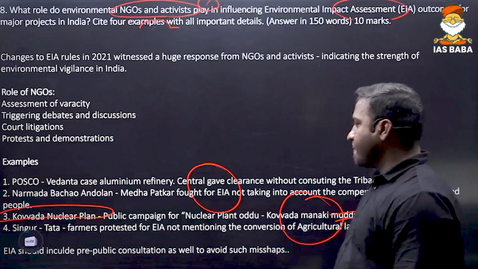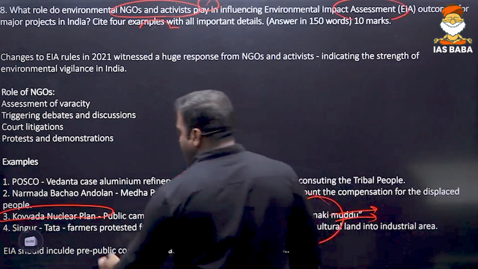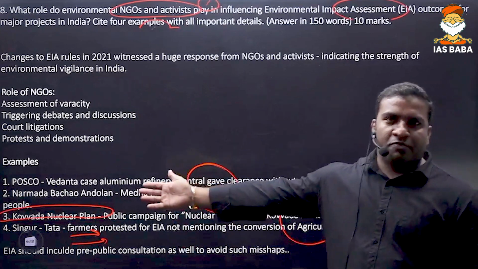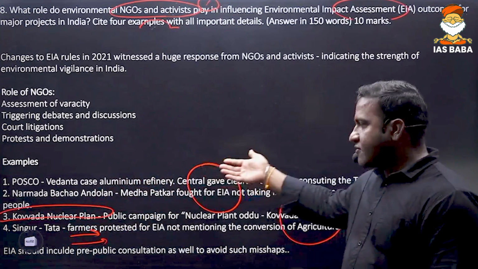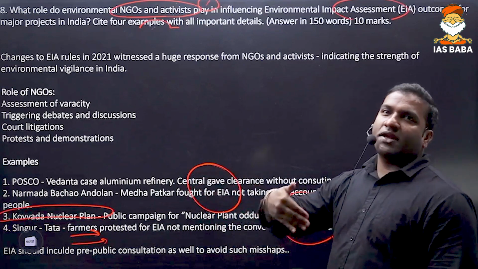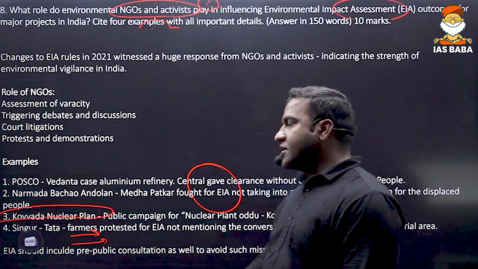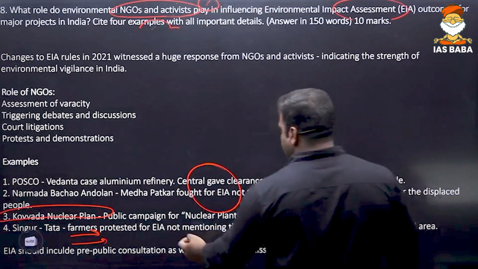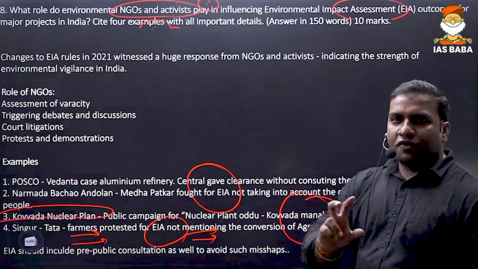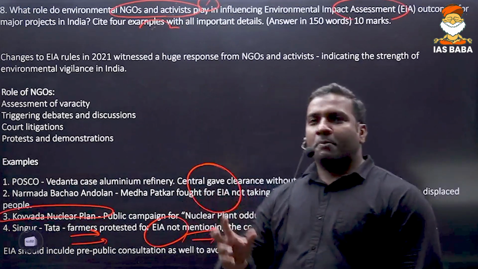Yes, likewise. Then Singur, Tata Nano, the famous ones. Here, the birth of Mamata Banerjee as a political leader started from here. In Singur, in West Bengal, Tata was about to set up a Nano plant, and there the environment impact assessment was not mentioning the conversion of agricultural land to a barren land.